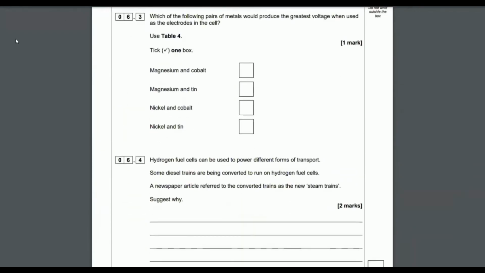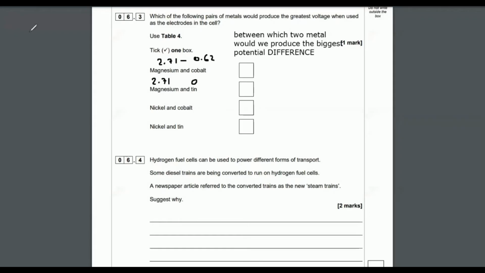6.3. Which of the following pairs of metals would produce the greatest voltage when using the electrodes in the cell? So again, which of the two pairs of metals will have the greatest difference in the voltage? So would the greatest difference be between magnesium and cobalt, magnesium and tin, nickel and cobalt, or nickel and tin? Well, magnesium was 2.71, cobalt was 0.62. So you work out that difference.